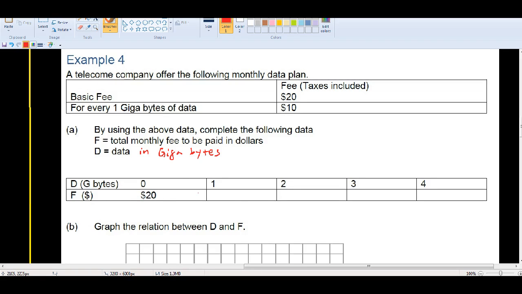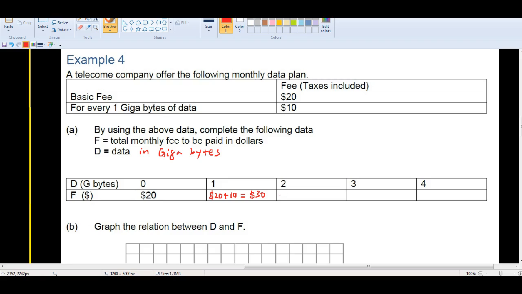If you use 1 gigabyte, how much do you need to pay? The calculation would be like this: that would be $20, and on top of that, you need to add $10, because for each gigabyte you need to pay $10. So $20 plus $10 becomes $30. It's a basic charge fee plus the data fee. The data fee is $10 this time.